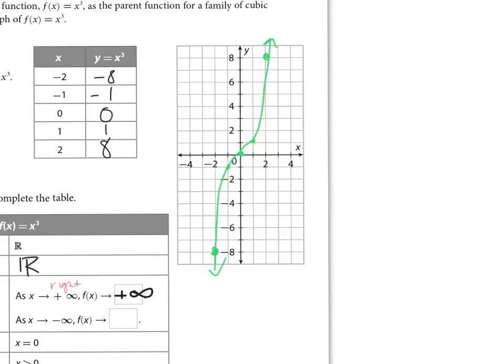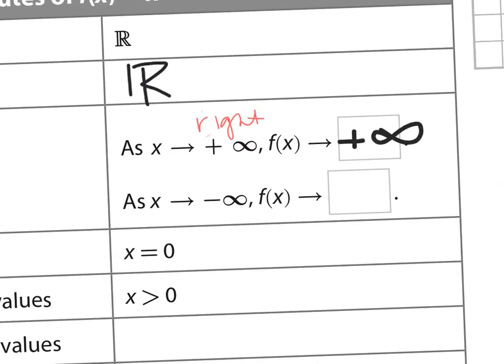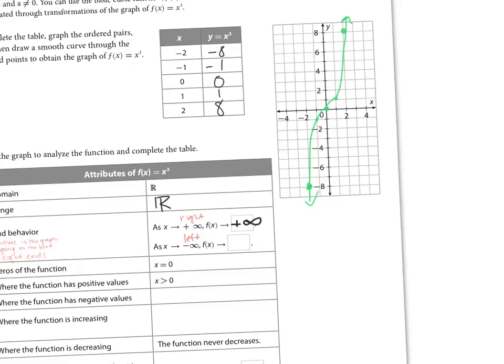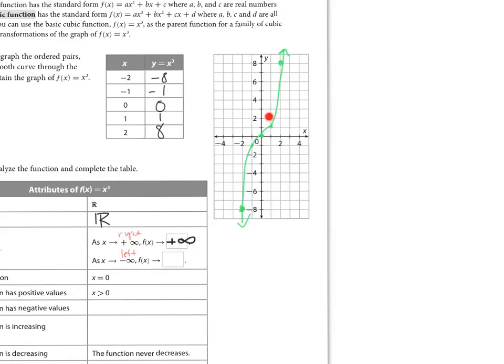So then what do you think the second one means? As x approaches negative infinity, which side of the graph are we looking at there? The left side. So looking at my graph, as I go to the left, which way is my graph going? It's going towards negative infinity. So my end behavior is that f of x, or my y's, go towards negative infinity.